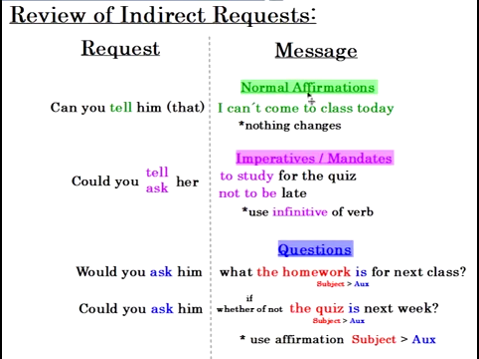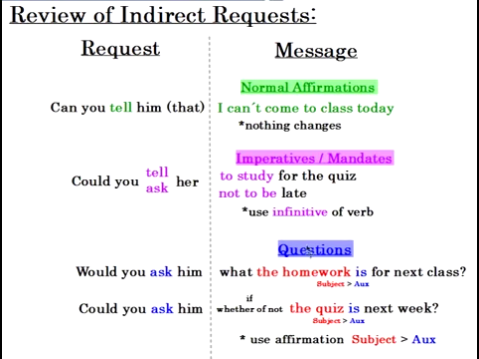So let's look. The normal affirmations are pretty easy. Nothing changes. We just use the normal message and the request. So, can you tell him that I can't come to class today? Pretty easy. For the imperatives and the mandates, what you have to remember is that for the verb, you need to use the infinitive form. So we say things like, could you tell her, or could you ask her to study for the quiz, or could you ask her not to be late? So we're using the infinitive or the negative infinitive for the imperatives.